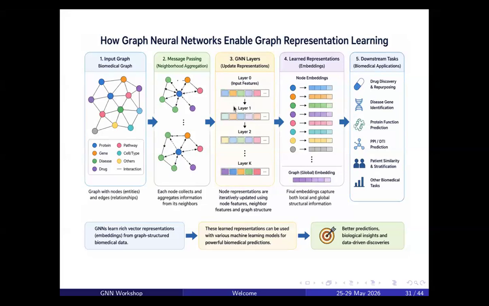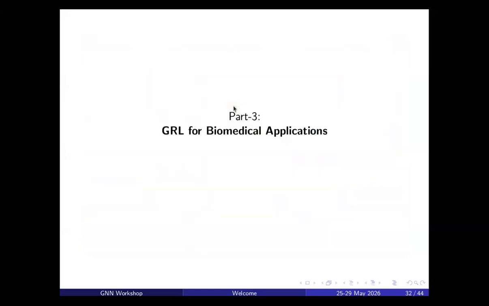Okay, now let's understand some of the applications where this graph representation learning can be used. I hope you are with me. What we discussed so far is the power and importance of graph representation in many real world applications, especially in biomedical data, and why we need graph neural networks to learn the representations. Now the third part is how we can use this learned embedding in different biomedical applications.